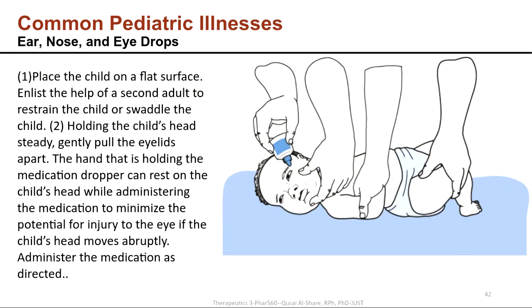So again, this is the way we instill drops. As you see here, we have 4 hands, which means 2 people. They need to restrain the movement of the child. Somebody is holding the legs, somebody is holding the hands, and the next person is putting the eye drops in for that patient.